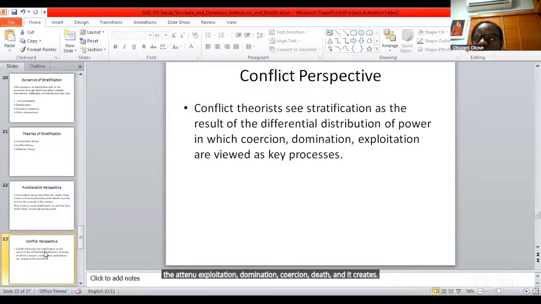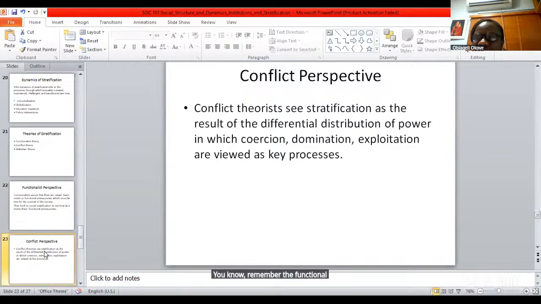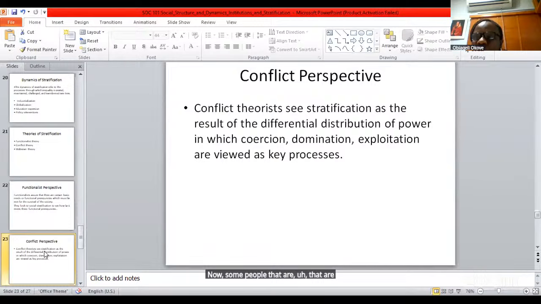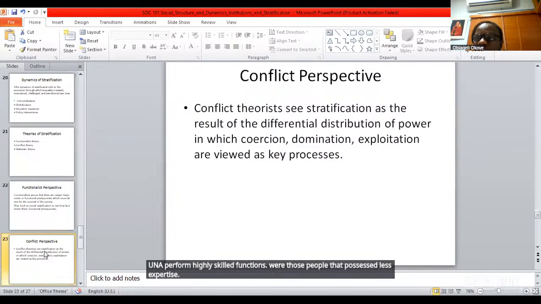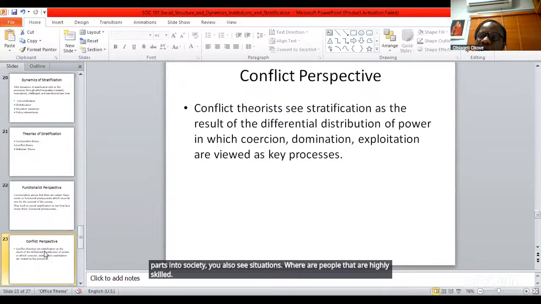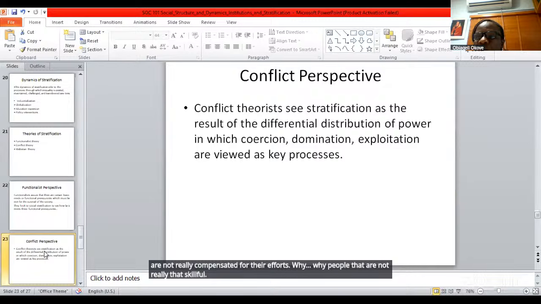And it creates conflict. Remember the functionalist perspective, they said that stratification performs some functions: people who are highly skilled perform highly skilled functions, while those with less expertise perform functions that are less complicated. But in society, you also see situations where highly skilled people are not really compensated for their efforts, while people who are not that skillful are rewarded.